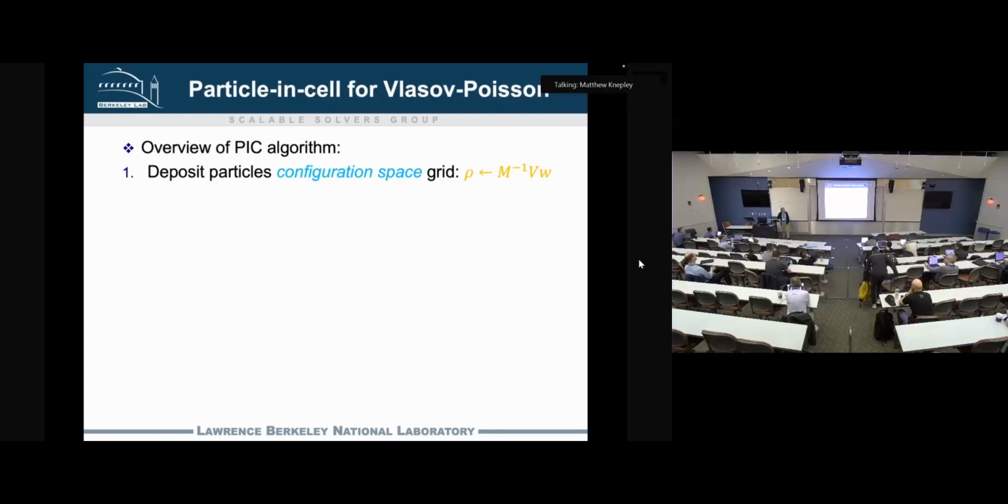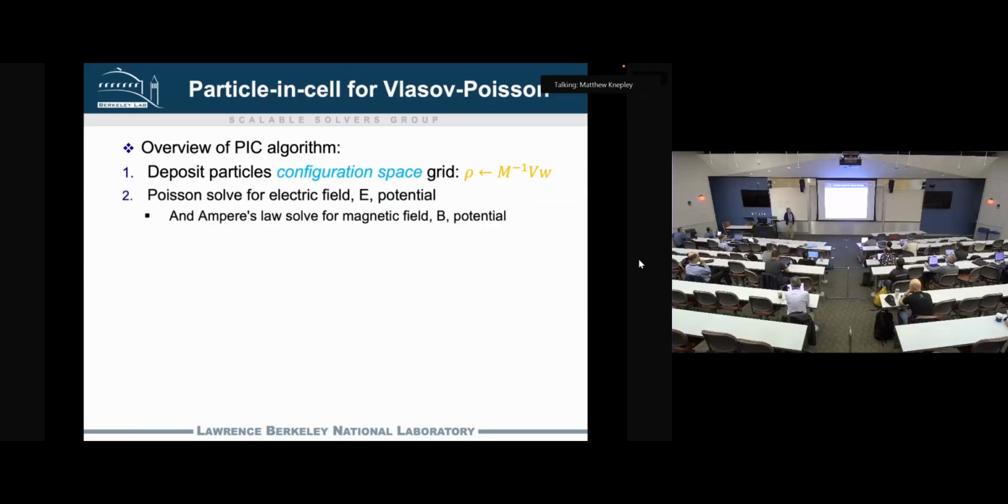Okay. And so a quick overview of the particle-in-cell method. First, you deposit your particles onto the grid. You then do a Poisson solve, let's say, for the electric field potential, or an Ampere's law solve for the magnetic field potential. And then you compute electric and magnetic fields at particle positions.